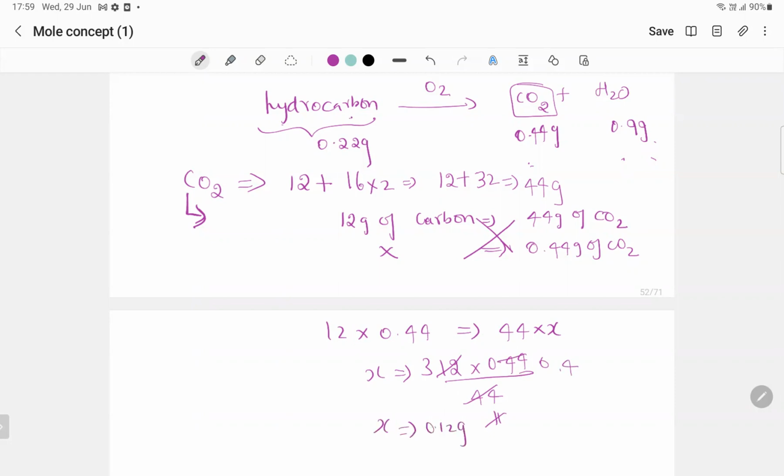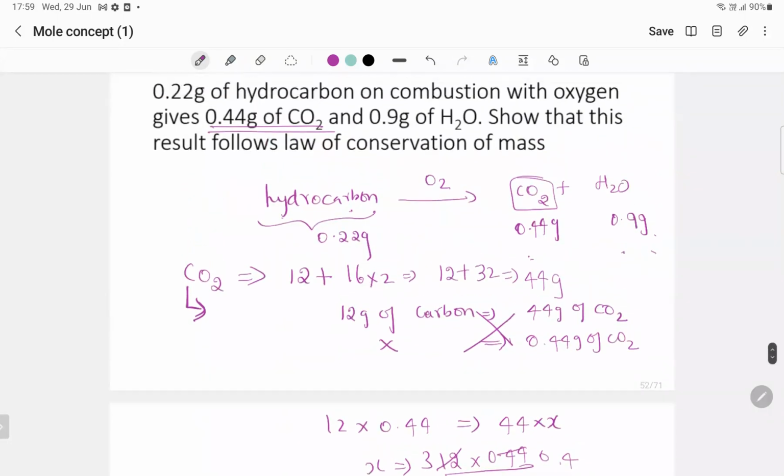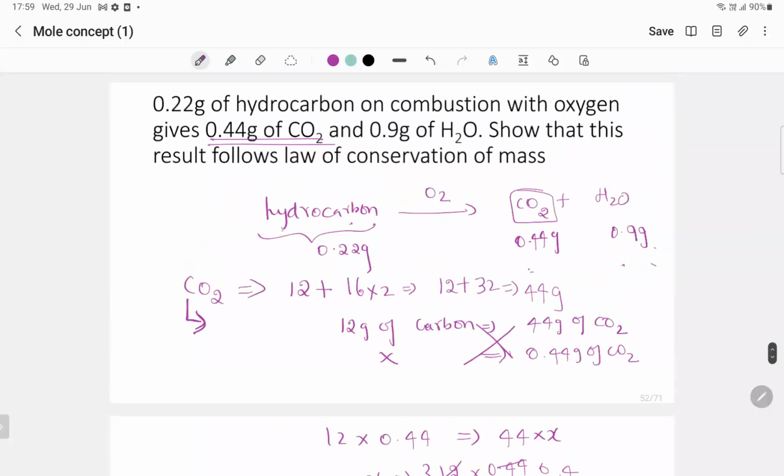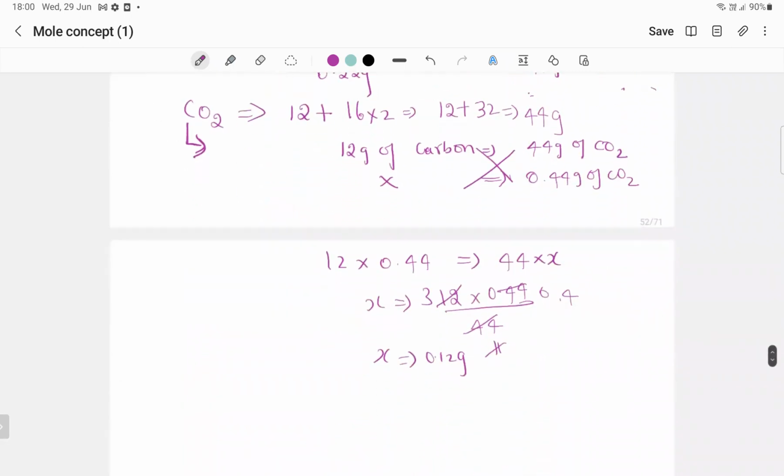So in this carbon dioxide, how much carbon is there? 0.12 grams. Now you got the thing. In this mole concept, you have to go through 50 different types of numericals, and then you'll get a picture. Do you understand this? So now we have got 0.12 grams of carbon in 0.44 grams of carbon dioxide.